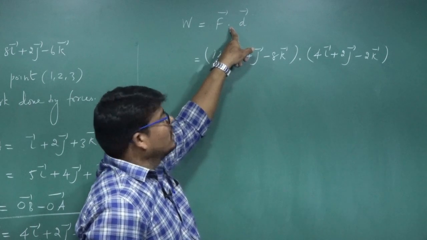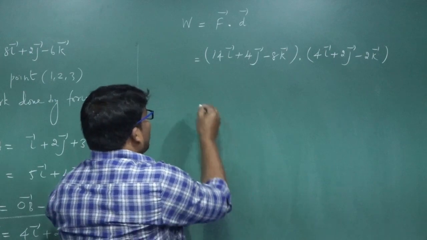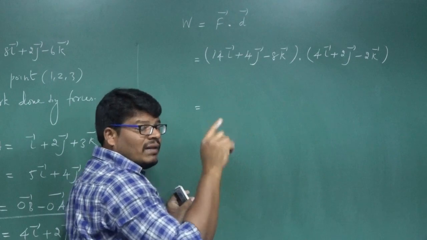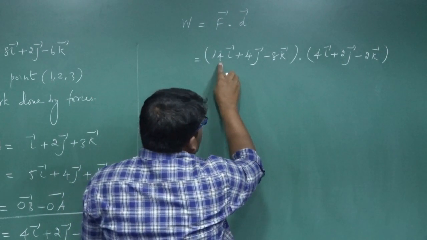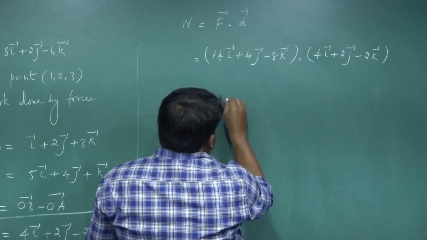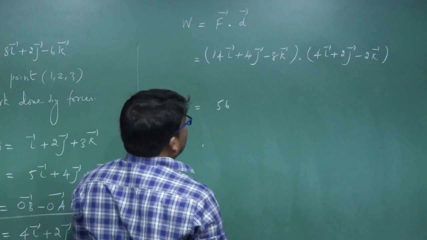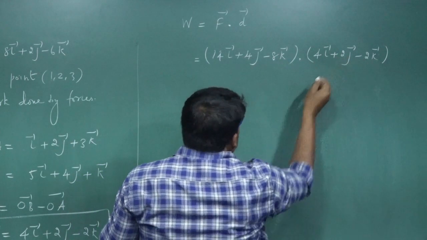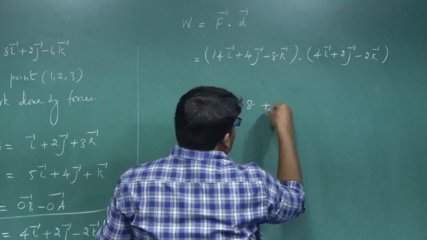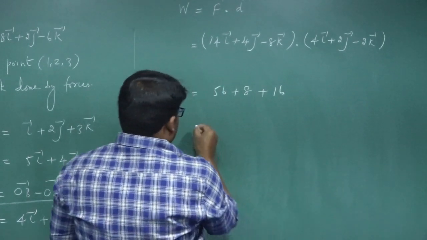Now multiply the two vectors. The work done by force is a scalar product, that is a dot product. I dot i is 1, and i dot j is 0. First, multiply 14 into 4, which is 56. Next, 4 into 2 is 8. Minus into minus is plus, so 8 twos are 16.